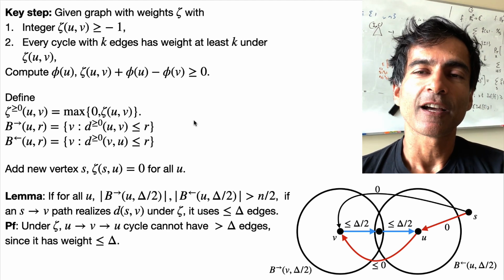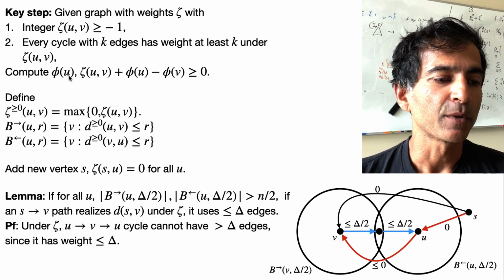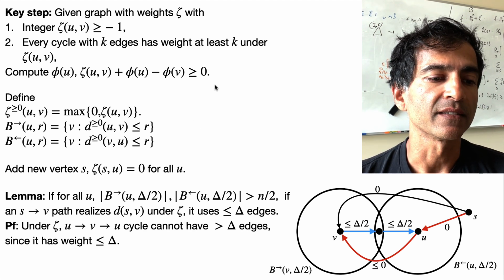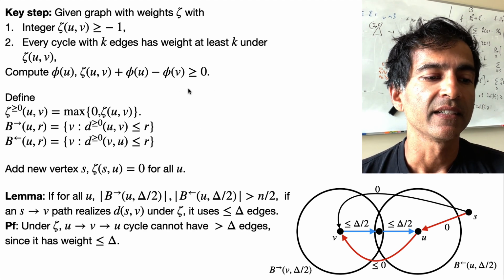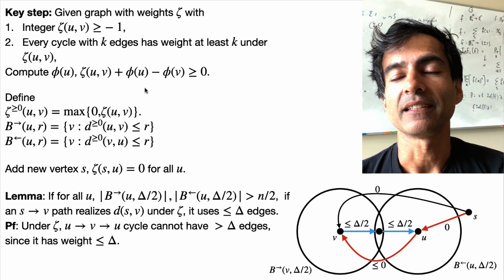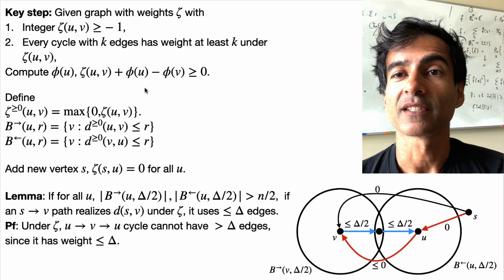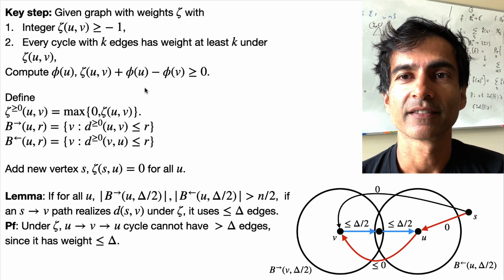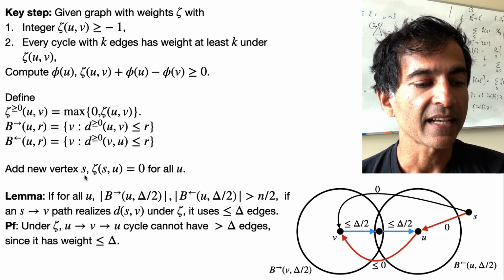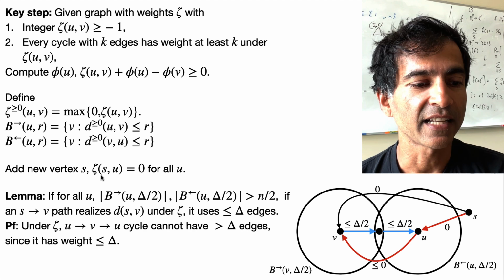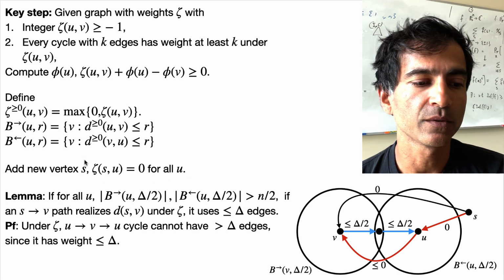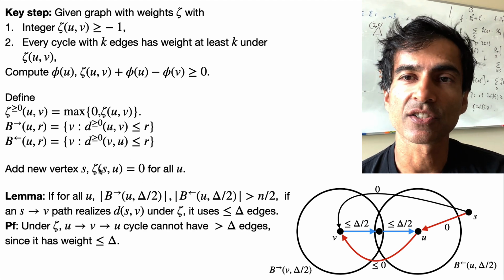And let's imagine now, remember our goal is to compute a potential function phi of u satisfying this inequality, and as I said before, it's enough to set phi of u to be the distances from some vertex s in the graph. So let's add a dummy vertex s to the graph and connect it to all of the vertices u with an edge of weight 0.